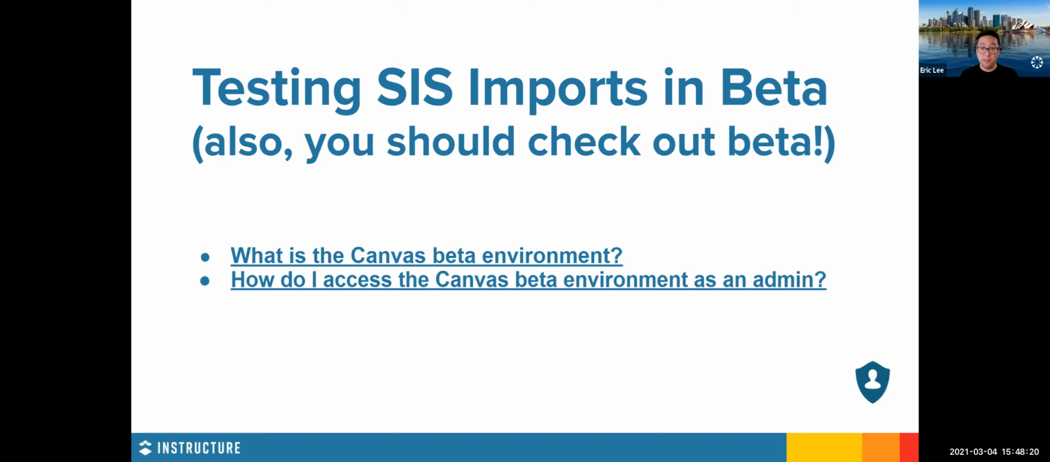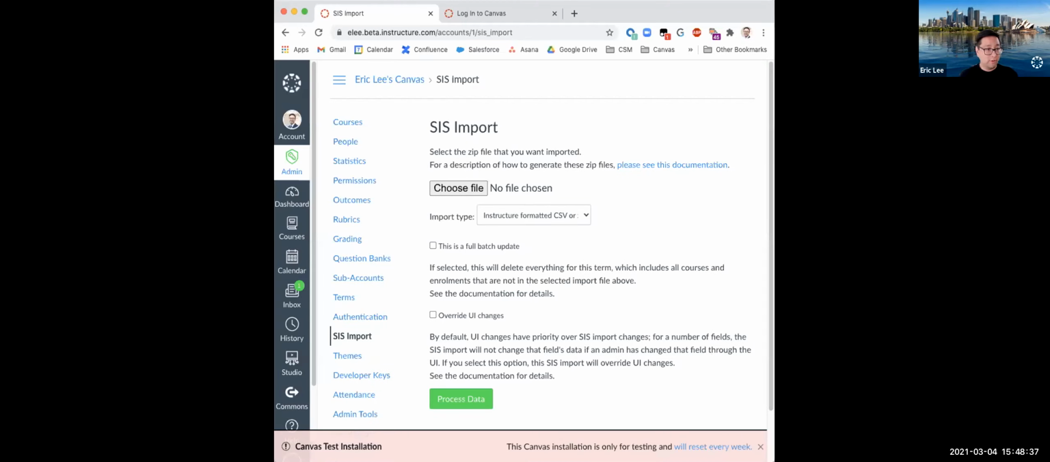Now, to access the beta environment, all you need to do is add the word beta in between your institution and the Instructure domain name. What I'll do here is I'll just share my screen so you'll have a good view of what I'm talking about. So here you'll include the word beta in between your instance name and the Instructure domain.